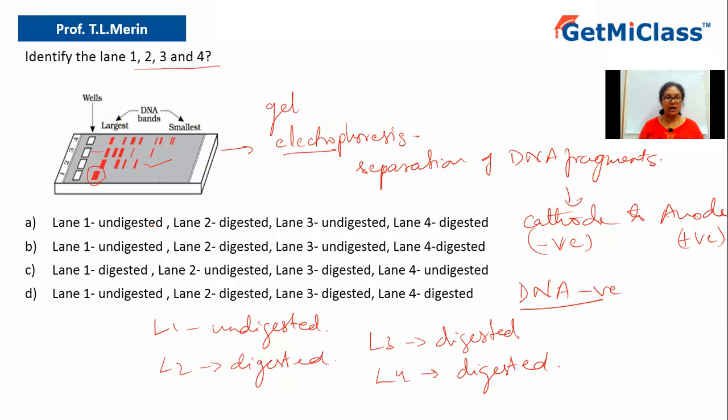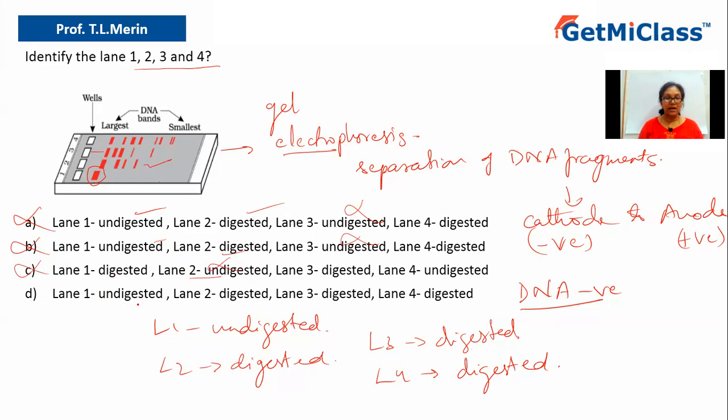So let us see. Option A says lane 1 undigested, that is correct. Lane 2 digested, that is also correct. Lane 3 undigested, which is incorrect because lane 3 is also digested. Hence it is ruled out. Option B: lane 1 undigested, correct. Lane 2 digested, correct. Lane 3 again undigested, so this is also ruled out. Option C: lane 1 digested, lane 2 undigested. They say lane 2 is undigested, so here itself you can just cross it off.